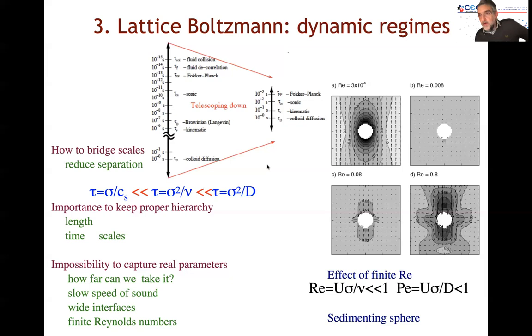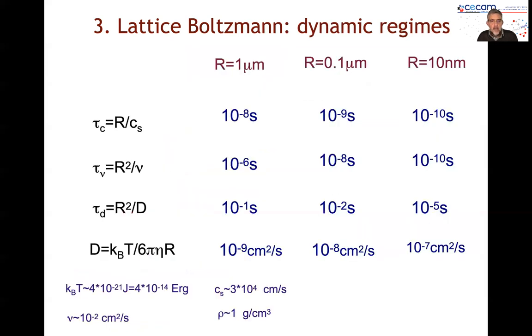This is just a warning that for all these mesoscopic models, you always need to assess where you are, so that you choose parameters in a consistent way. Okay, this is just a table where I was talking about how there is no absolute time scale.